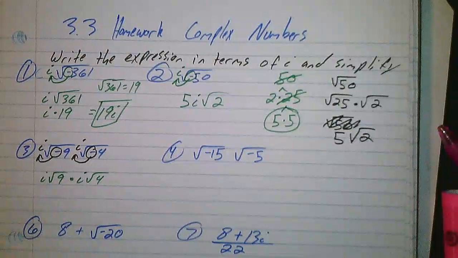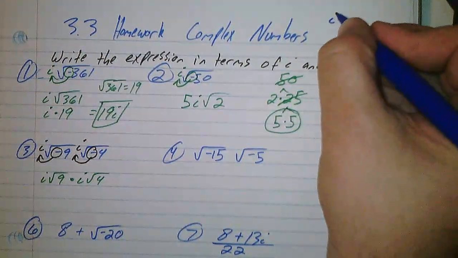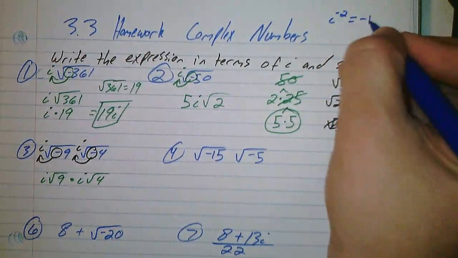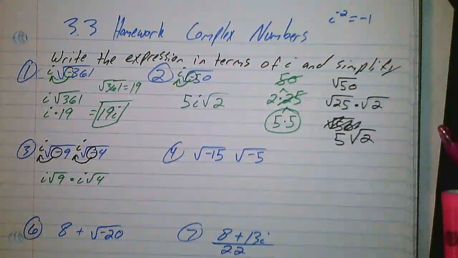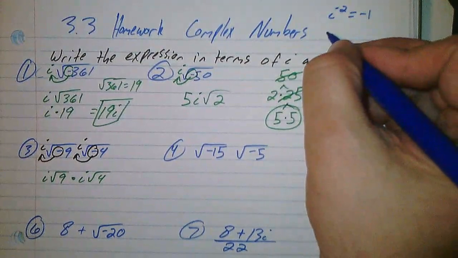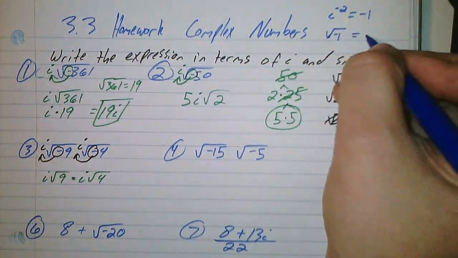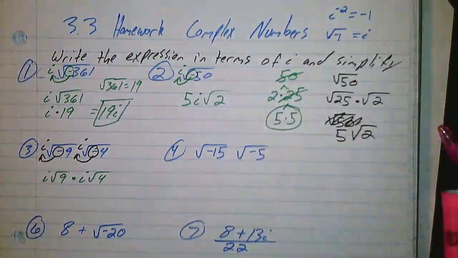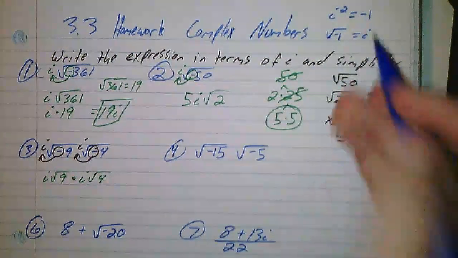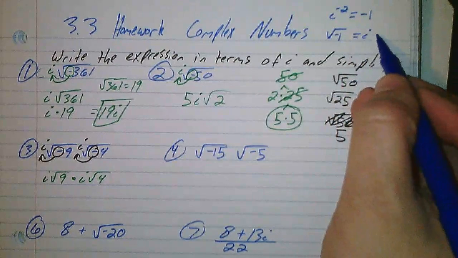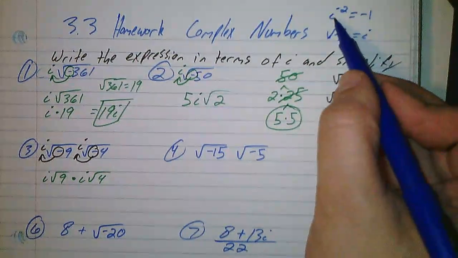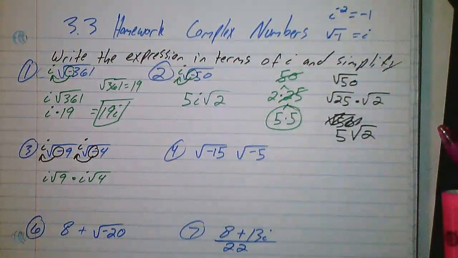Now, if you don't already know this, it's important to understand that i squared is negative 1. Because when we have a factor of negative 1 under a radical, we know that we pull it out as i. So if we squared both sides, we would have i squared equals negative 1.